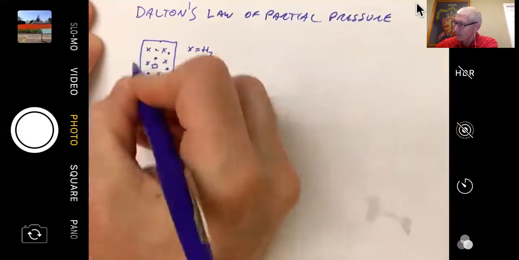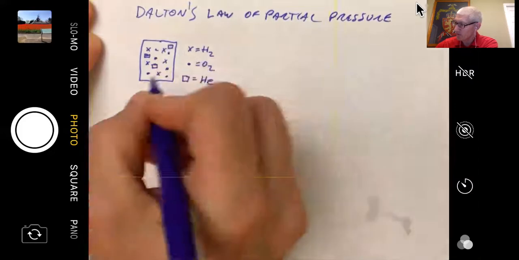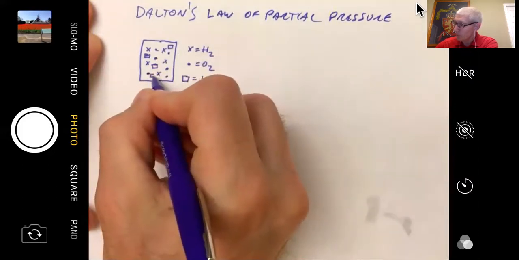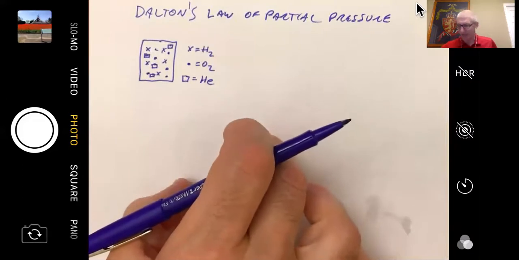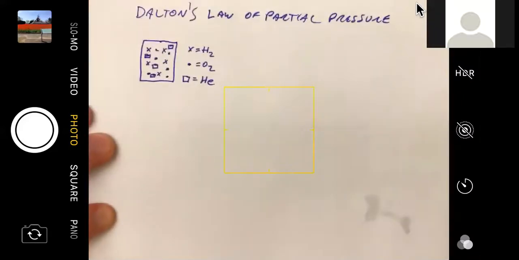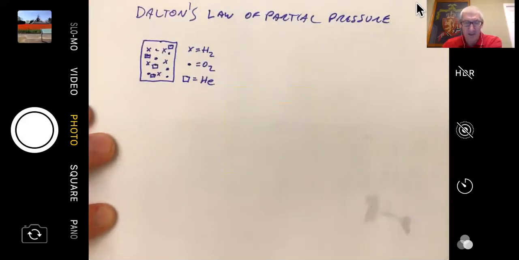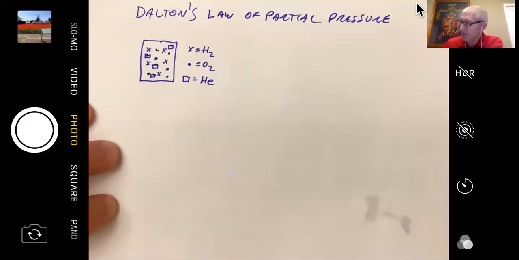Now, as I put more and more gas in here, and Carter, since I know your sound is super awesome, I'm coming to you. As I put more and more gas in here, what's happening to the crowdedness in that container? It's becoming more crowded. So what do you think is happening to the amount of pressure as you keep putting more and more gas into the container? Pressure's going up. Probably going up. So that's a pretty good idea.